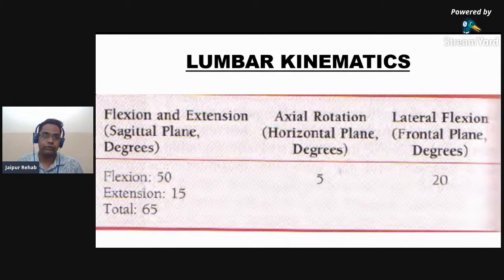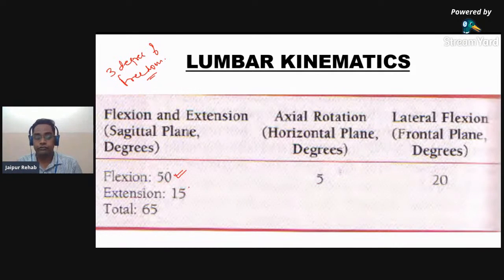Let me write it down here. 3 degrees of freedom. It moves in all planes: sagittal, frontal, and horizontal. Flexion and extension occur in the sagittal plane. Almost 50 degrees of flexion occurs, 15 degrees of extension occurs, and almost 65 degrees of total sagittal plane motion occurs.